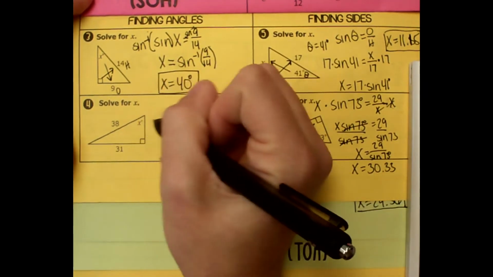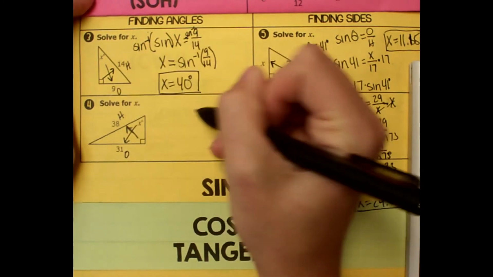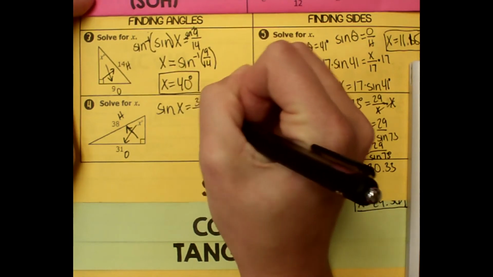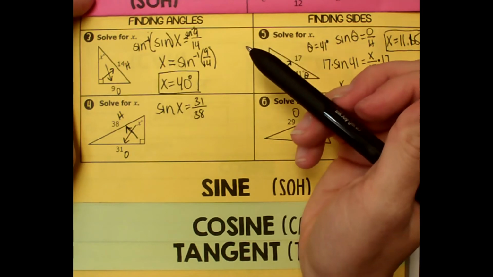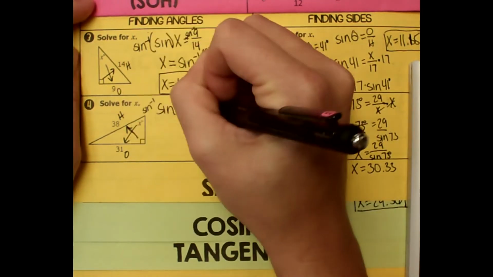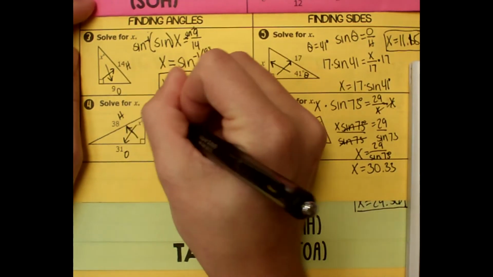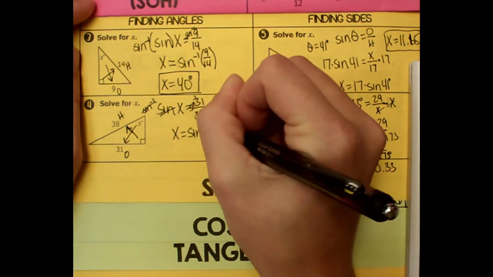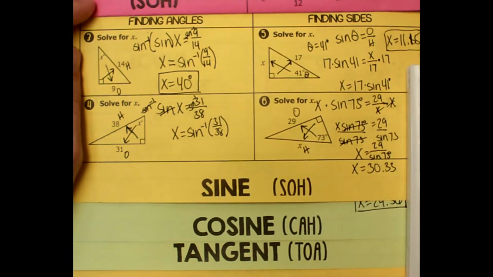Okay, if we look at number 4, we have the opposite and the hypotenuse, so sine of x is equal to 31 over 38. We're trying to get x by itself. What's in front of it is a sine, so you have to take the inverse of both sides. So these cancel out. You're left with x is equal to the inverse sine of 31 over 38.